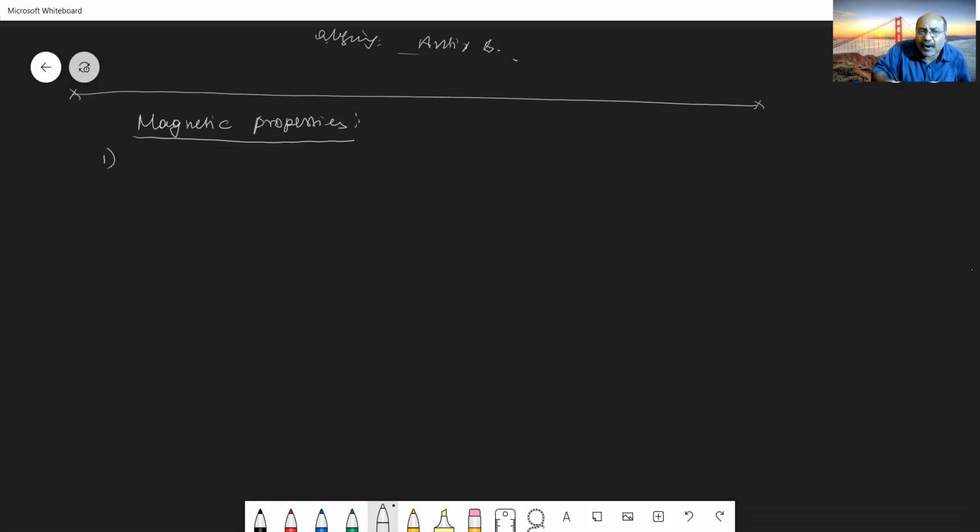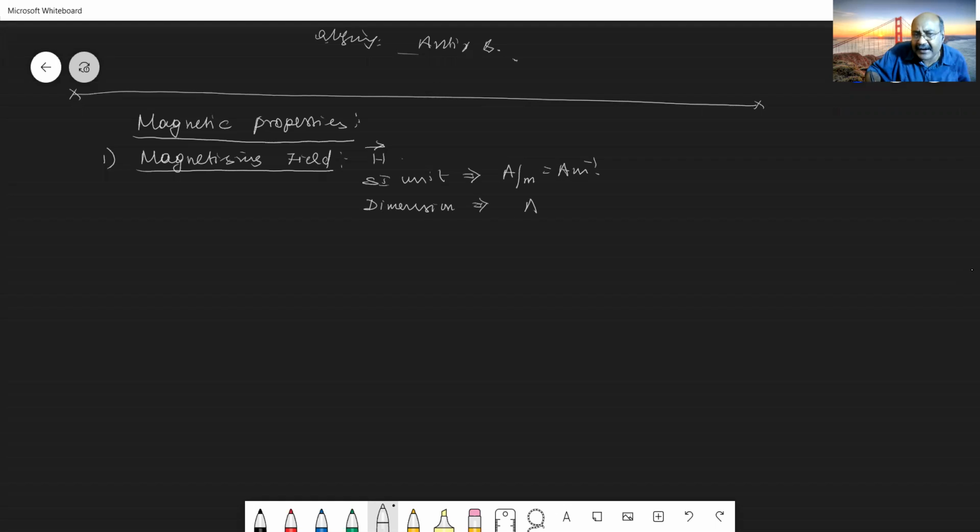The first magnetic property that I am going to deal with is the magnetizing field. This magnetizing field is represented with the letter H. It is a vector quantity. It is measured with the SI unit ampere per meter, or ampere meter power minus 1. If so, what is its dimension? For ampere it is A, for per meter it is L power minus 1.